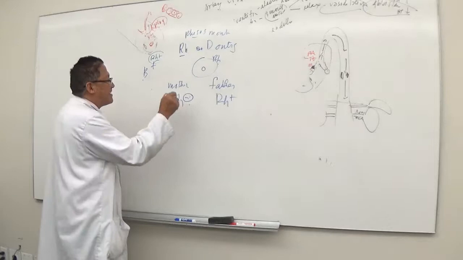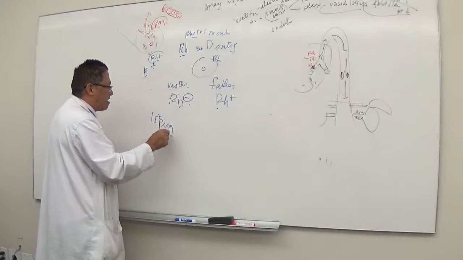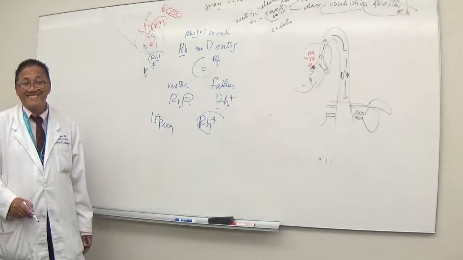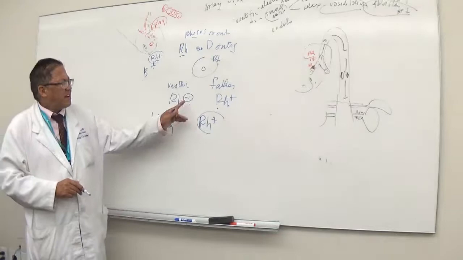She is negative, I am positive, she gets pregnant. First pregnancy, the boy or the girl becomes Rh what? Positive, because he inherited that from me. Is there a problem here? There is. Why? Mother is negative, baby is positive. Mother does not have the antigen, does not have the antibodies, baby has the antigen.